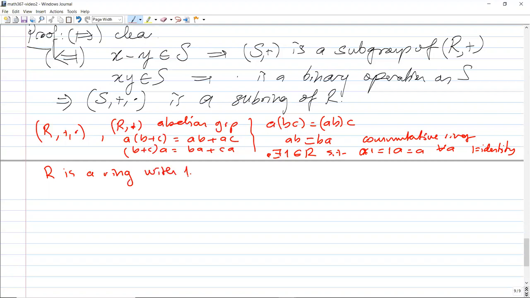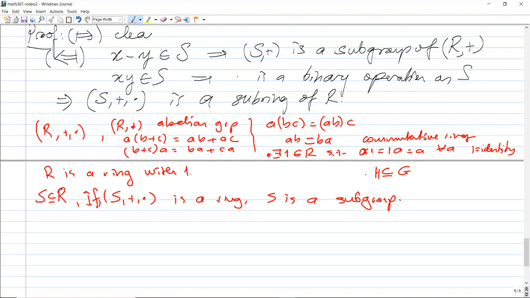So that's the notation. And just like in group theory, if we have a subset S of a ring, and the subset with the operations from R is a ring, then we say that this is a subring. Just like in group theory, remember: when you have a group G and a non-empty subset H, we say that H is a subgroup if H together with the operation of G is a group itself.